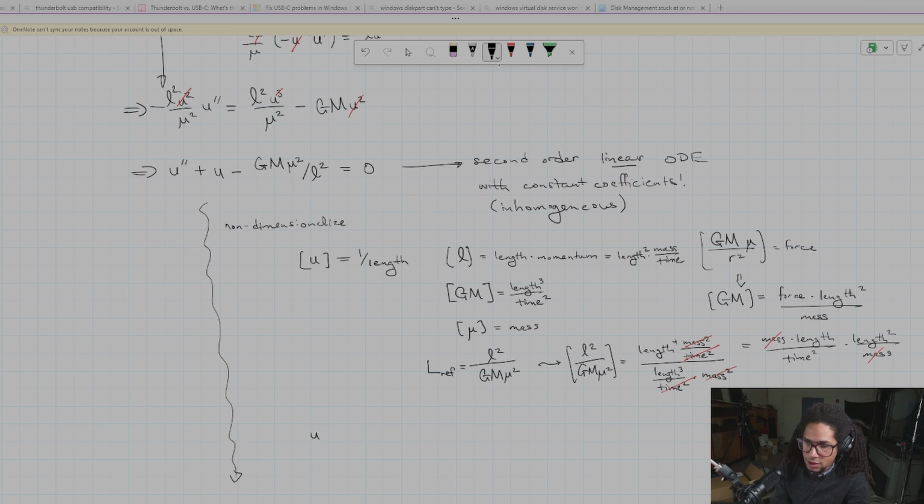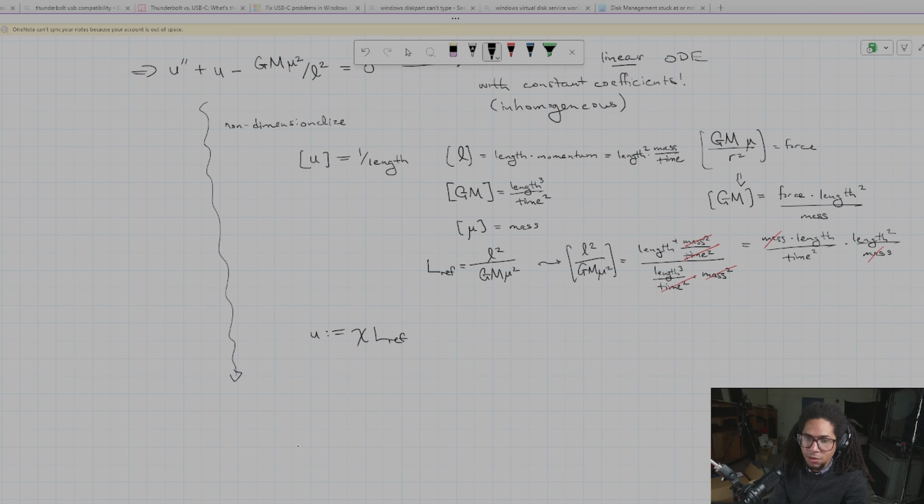Let's let U be equal to chi times L ref. What this ends up meaning is that we're just trying to solve the equation. We have a dimensionally well-defined system. So we end up just getting chi double prime plus chi minus 1 is equal to 0.